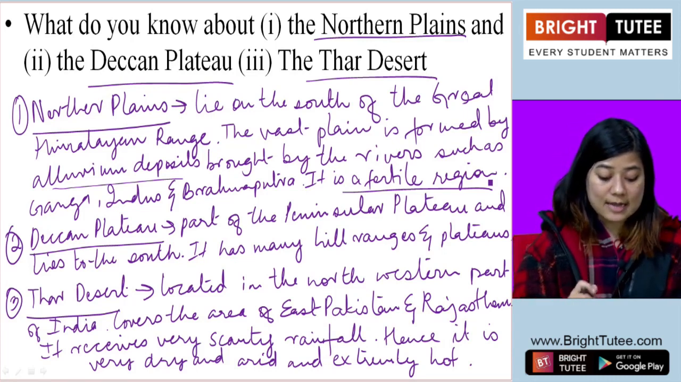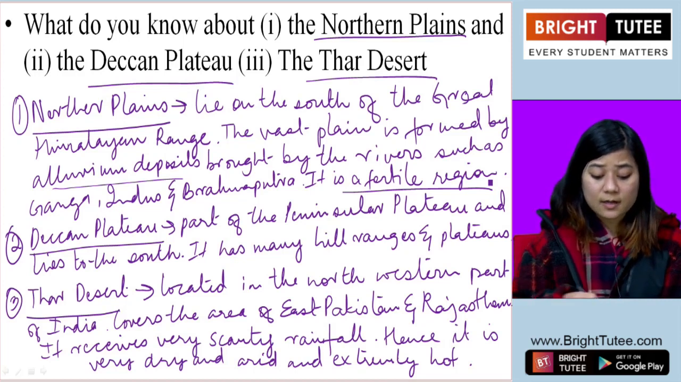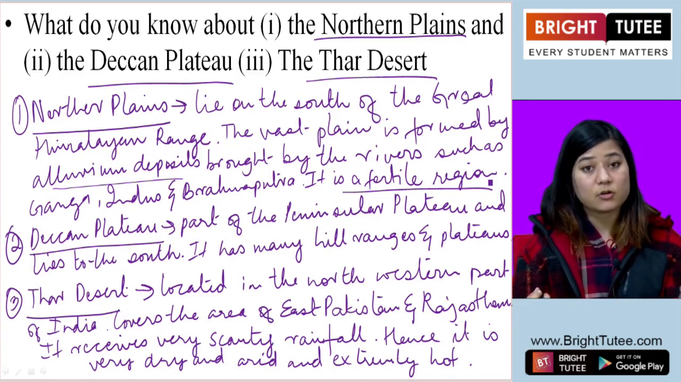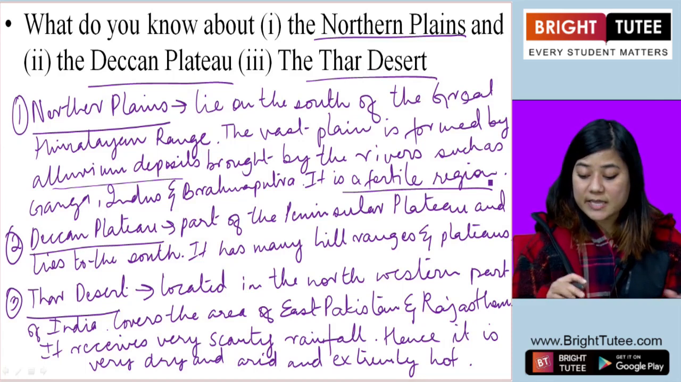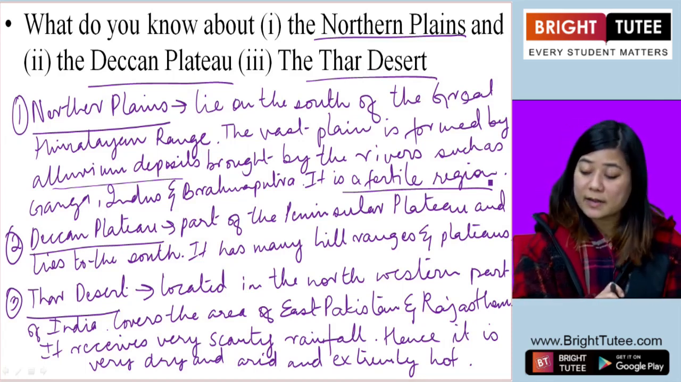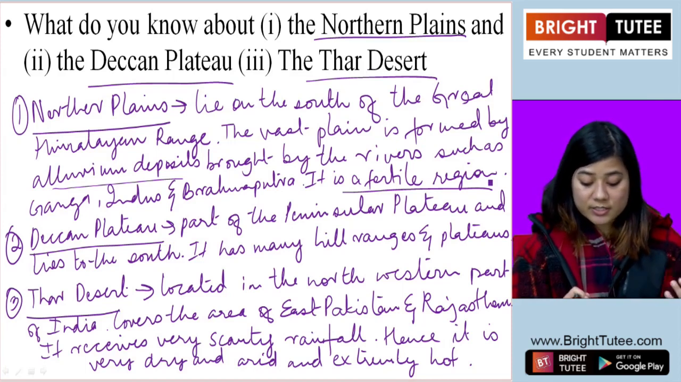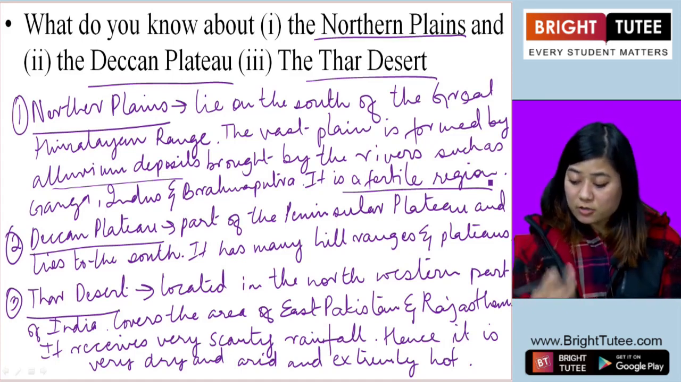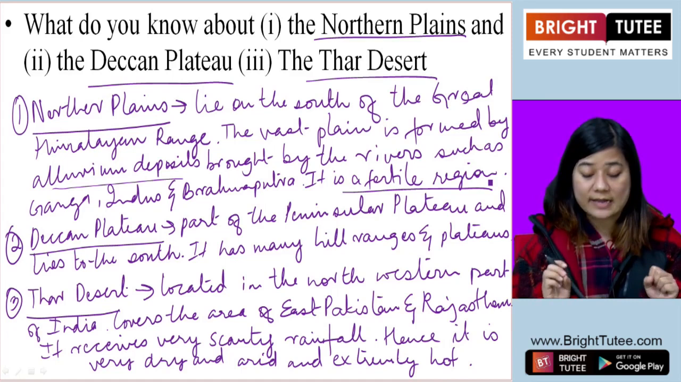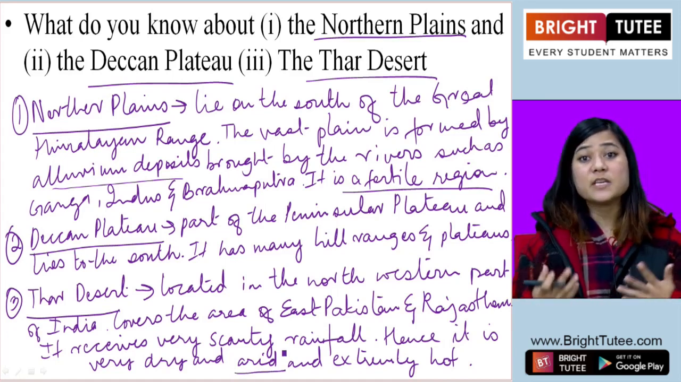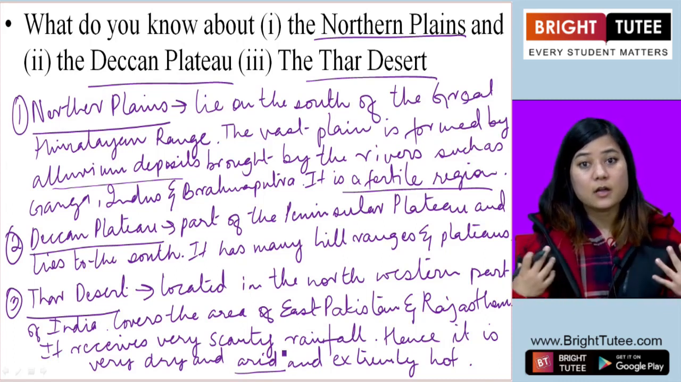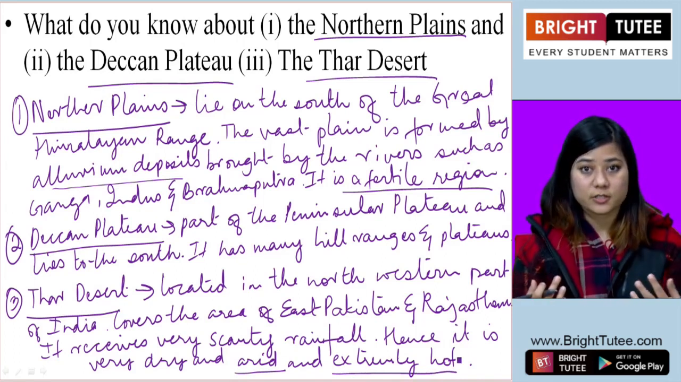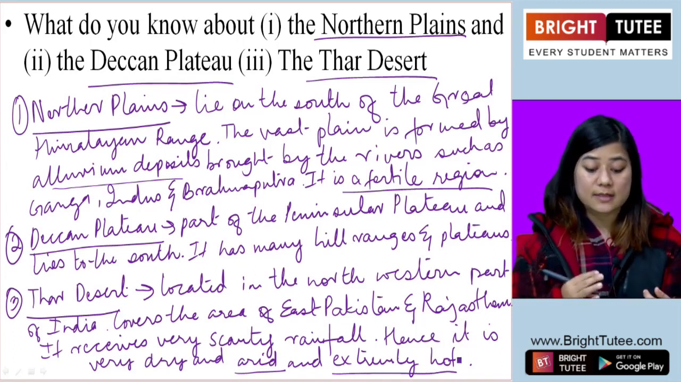Okay. The third and the last one is the Thar Desert. This Thar Desert is located in the northwestern part of India. It is also called the Great Indian Desert. It covers the area of the present-day East Pakistan in Pakistan and Rajasthan in India. It receives very scanty rainfall, that means very less rainfall, and because of that reason the land here is very dry and arid. Arid means there cannot be cultivation here because of the dryness and because of no rainfall here. And the weather can be extremely hot here in the Thar Desert.